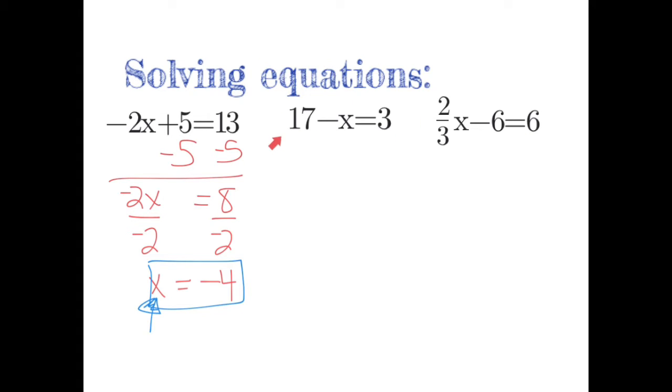A common mistake with the second problem is that students see the subtraction and they want to add 17 to both sides. Adding 17 to both sides will not eliminate the 17 from the left-hand side. You must subtract it. That's the only way to eliminate the 17s.